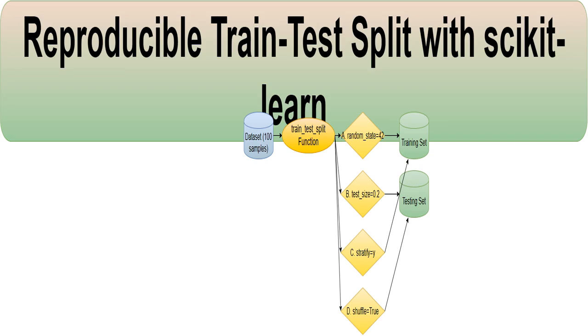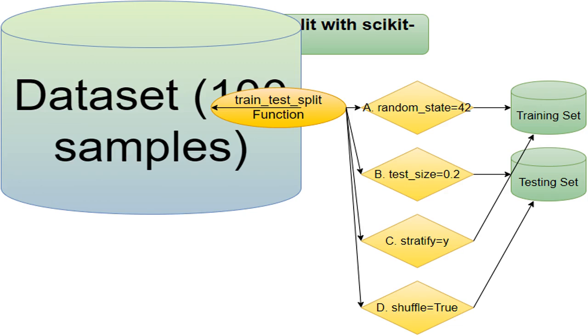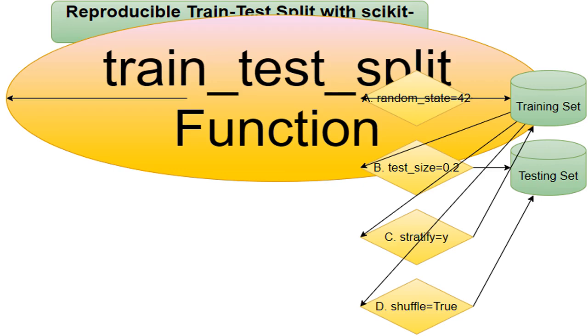Scikit-learn's train_test_split function helps me achieve this. I have 100 data points. I'll split these into training and testing sets. This is the scikit-learn function I'll use. It splits my data into training and testing sets. It takes several arguments that control how this split is performed.